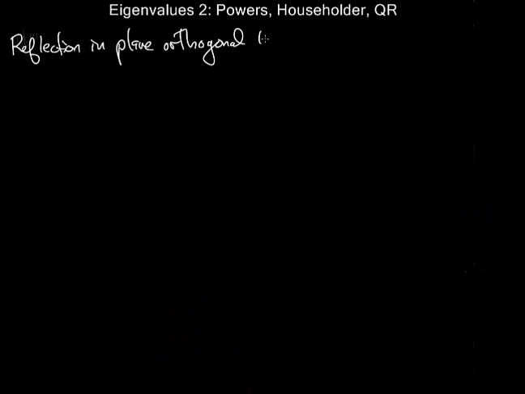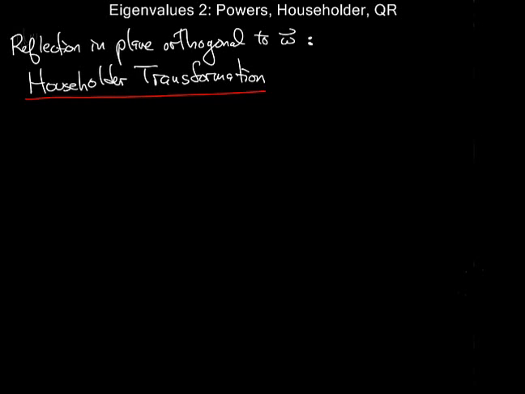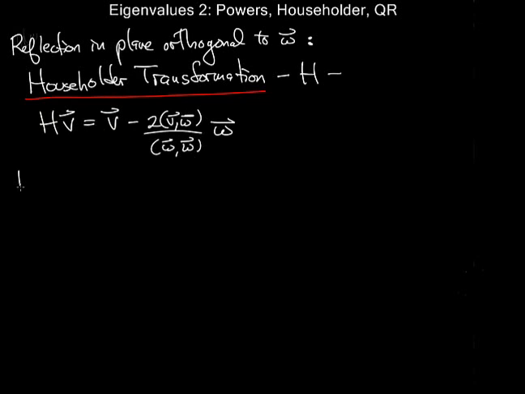Okay, so here's a little terminology. The reflection in the plane orthogonal to a vector w is called a Householder transformation. It's kind of a long name for a simple object. It's written H for Householder, and the formula is given here for the umpteenth time. That's the reflection through the plane perpendicular to W.